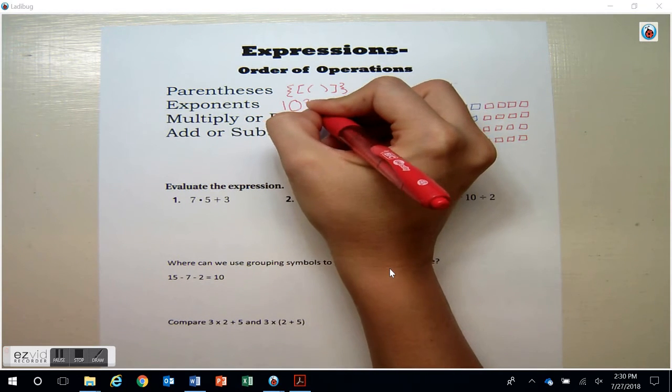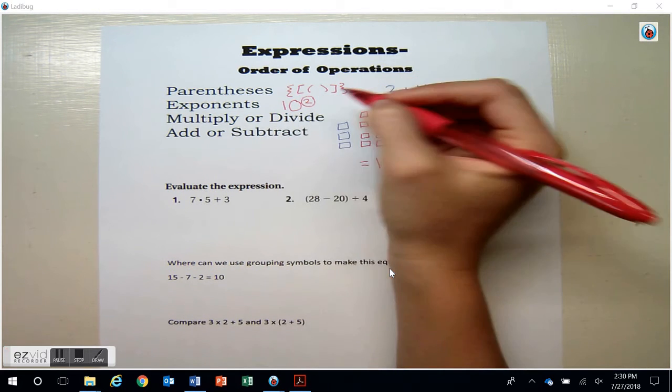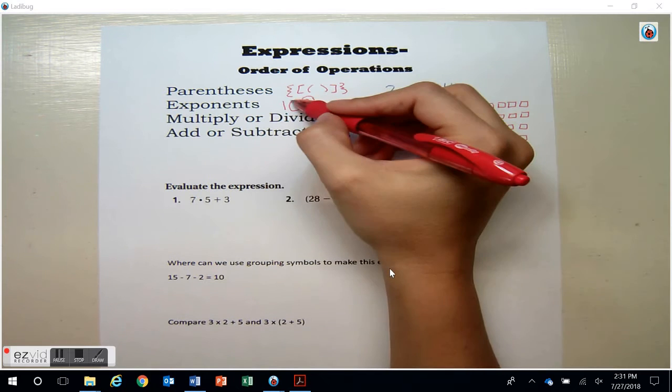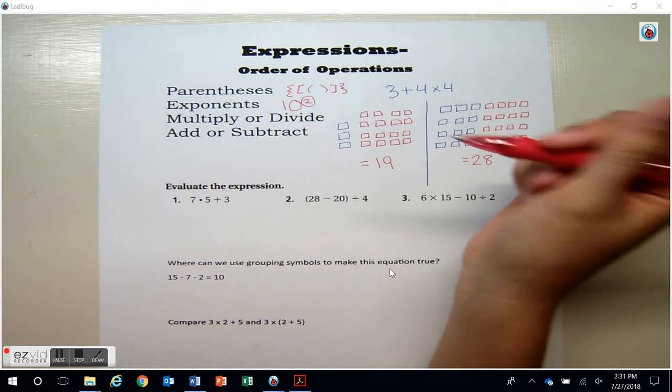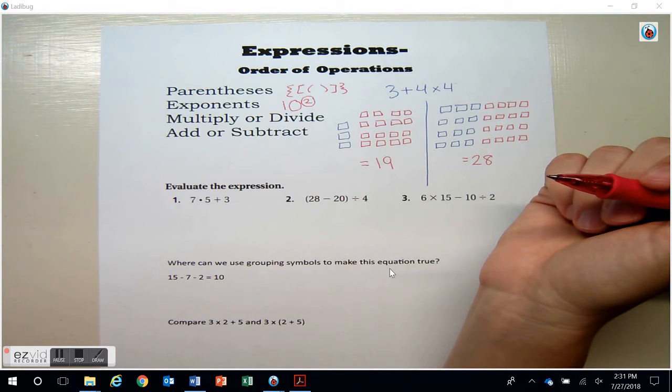exponents. Now an exponent is this little tiny number in the corner right here next to a bigger number that tells us how many times to multiply the big number by itself. Now we're not really going to deal much with this today, but eventually in the year we will.